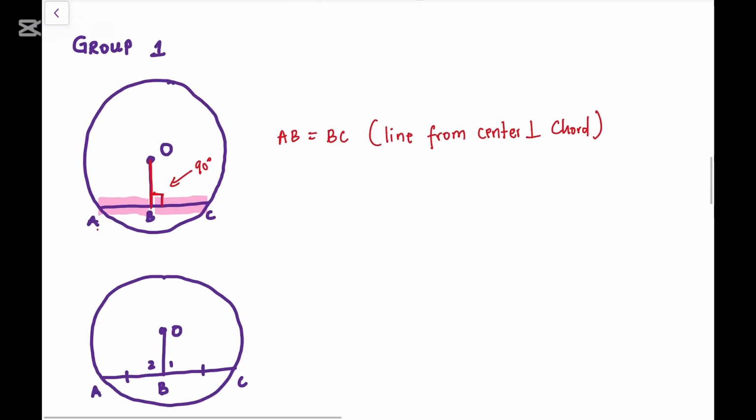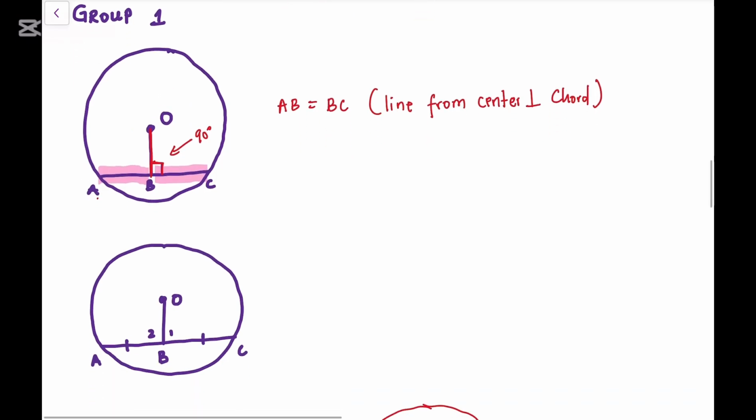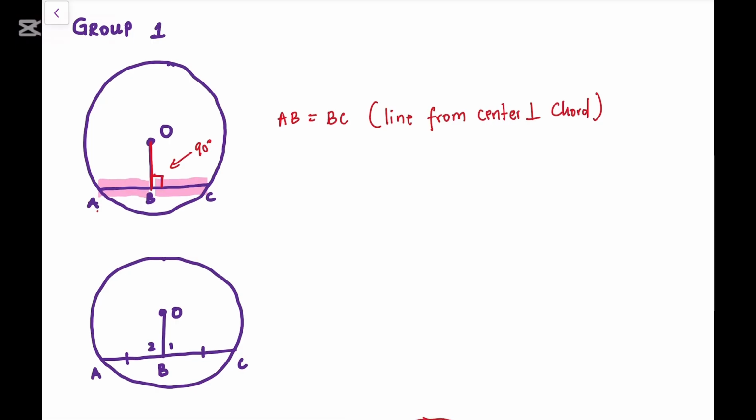The reverse of this theorem is always true. Again, in the exam, if you are told that line AC is already bisected, because you can see here that AB is already equal to BC, it is given from the diagram. As long as the line is coming from the center, B here is your midpoint, because AB is equal to BC. If the line is coming from the center and is passing through the midpoint of the chord, it is also perpendicular to the chord.